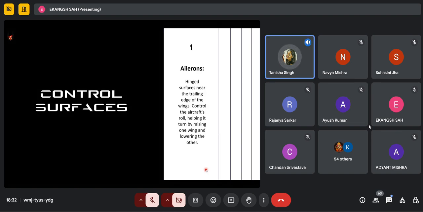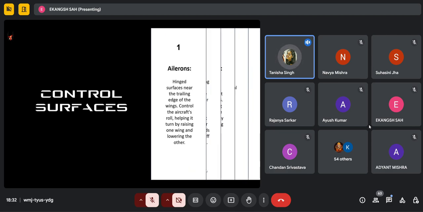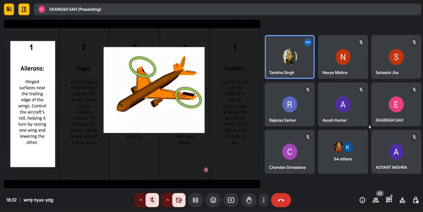Okay, thank you, Navya. Now we'll continue again with the control surfaces. The very first control surface we're going to discuss is ailerons. Ailerons are movable surfaces on the outer trailing edge of the wings, generally used for controlling the roll motion, which is the rotation around the axis of the fuselage. The ailerons are coupled, as you can see in the image, so that when one swings up, the other swings down. Moving forward, next we have flaps.